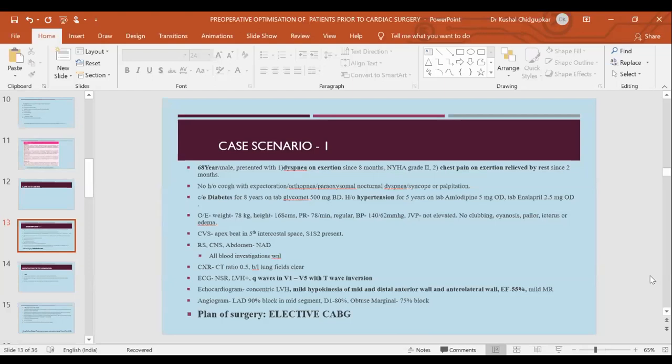So my idea of getting you back to this slide was just to explain how the presenting symptoms and each and every parameter should be correlated in terms of the severity of the disease. Have you understood? Yes, sir. Yes, I have understood. Okay.